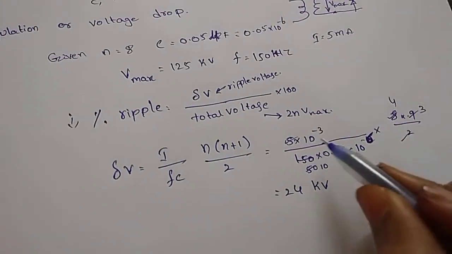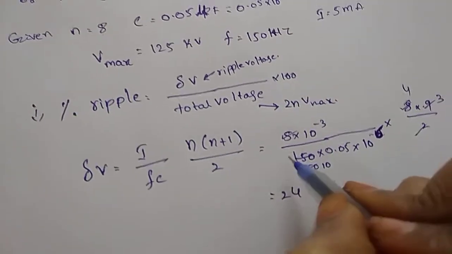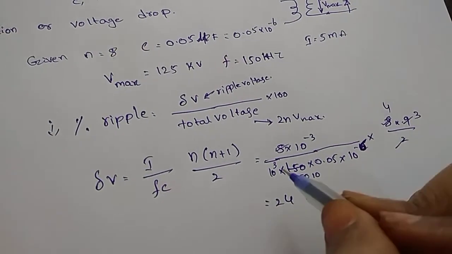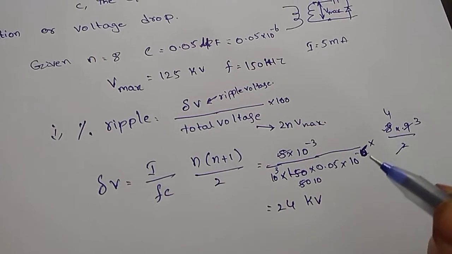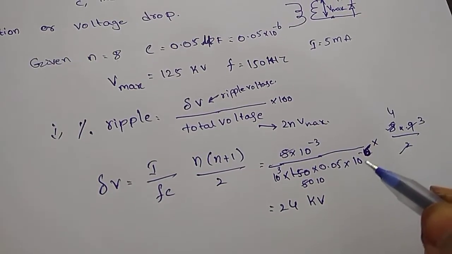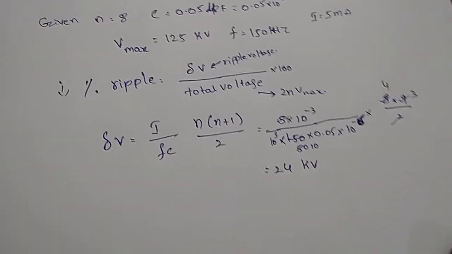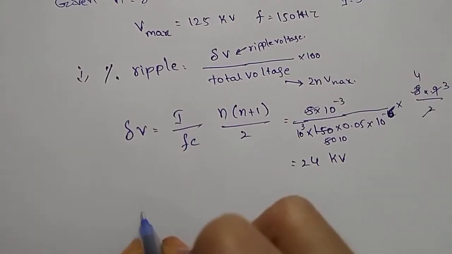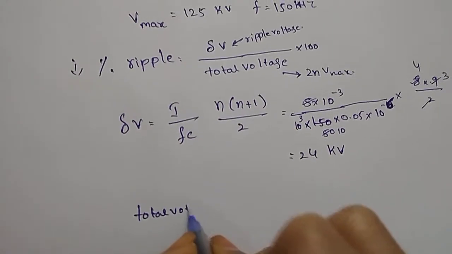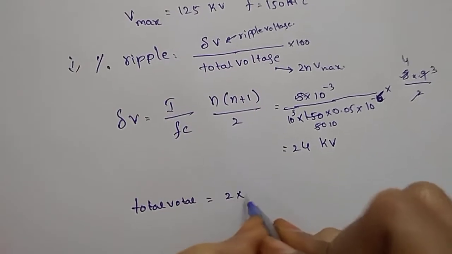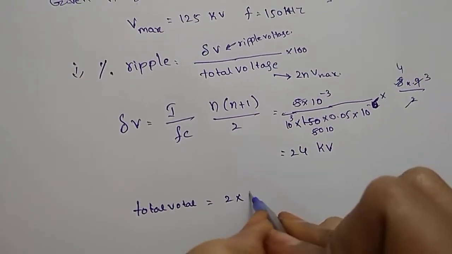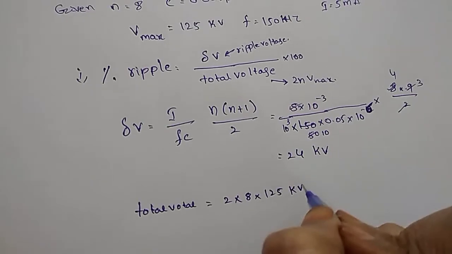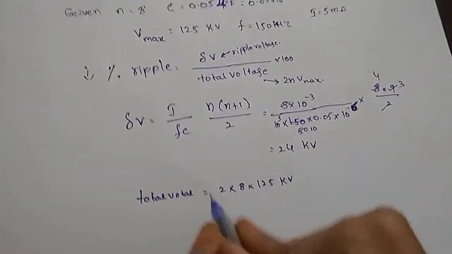The I value is 5 milliamperes, the frequency is 150 kilohertz, that is 10 power 3, and this value. When you calculate, in total you get 24 kV. This is your ripple voltage. Whereas the total voltage is 2 into the number of stages 8, into Vmax, which is 125 kV. Please keep the kV value as a separate unit.